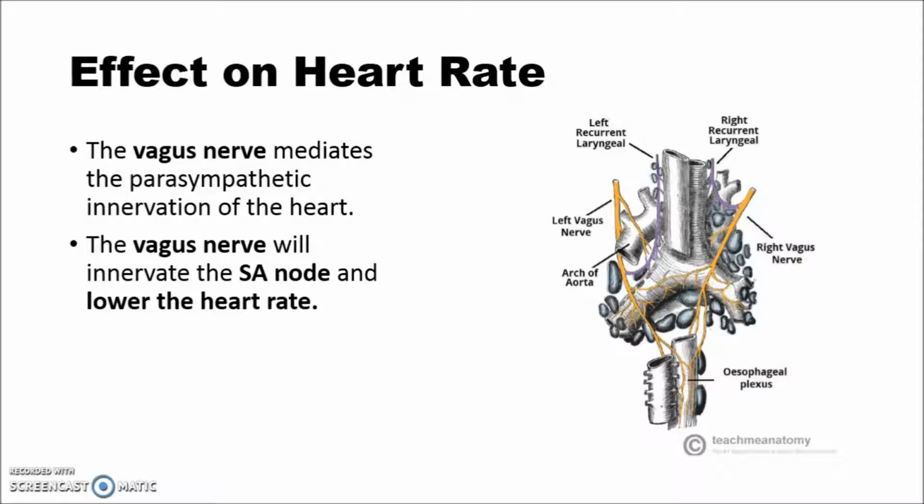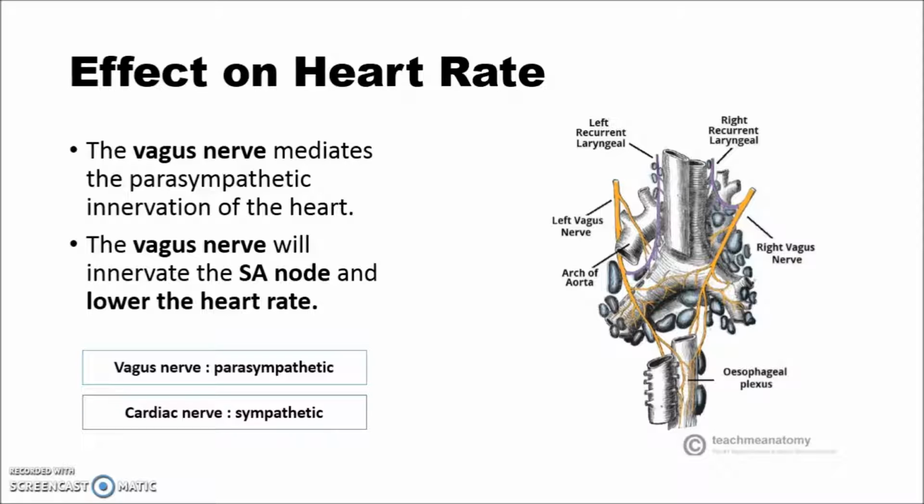Basically, if the BP is high, the efferent signal will be sent by the cardiac control center down the vagus nerve via parasympathetic fibers and will innervate the SA node. This will lower the heart rate. It is important to note that the vagus nerve only mediates the parasympathetic innervation of the heart. But for sympathetic innervation of the heart, the cardiac nerve takes place.